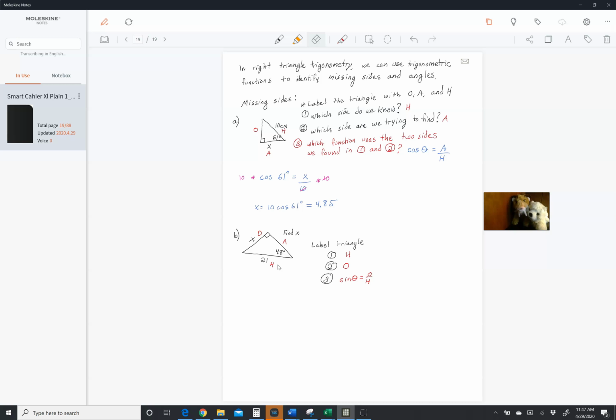Okay? So now it's a plug and chug. The sine of 48 degrees is equal to the opposite, which is unknown, over the hypotenuse, which is 21. How do we solve? We multiply both sides by 21. So X is equal to 21 times the sine of 48.